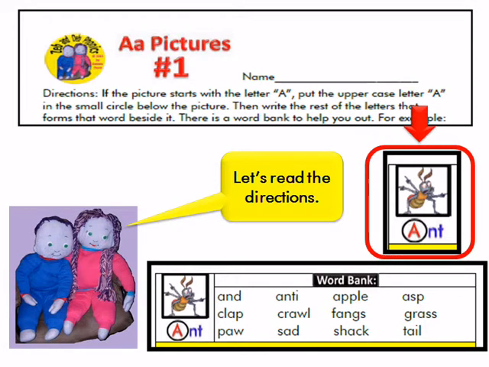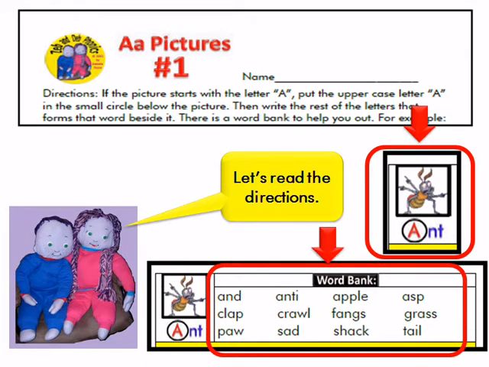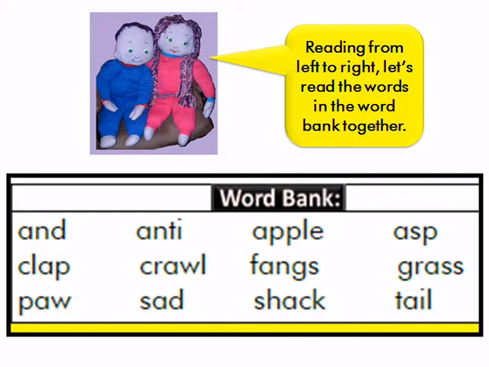For example, notice the picture of the ant. Since ant begins with A, we put an uppercase A in the circle, and then we spell the rest of the word beside it. So we've spelled out the word ant. Notice the word bank. That way you can spell each word correctly.